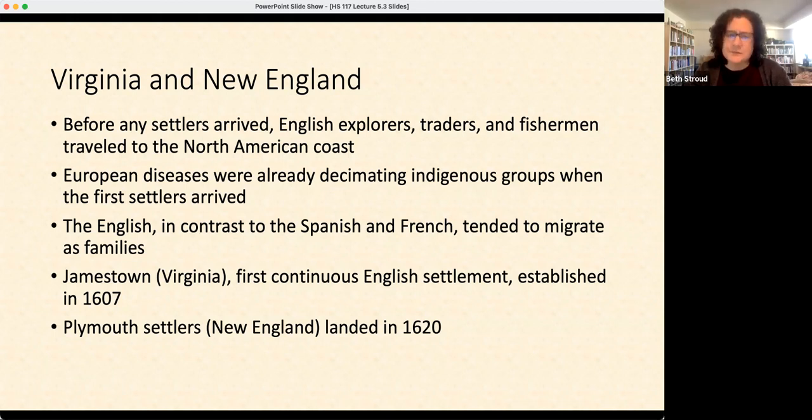What was a little bit different about the English settlers, both in Virginia and in New England, is that they tended to migrate as families and to settle as families. This meant that intermarriage with the Indigenous people was not looked on as favorably.